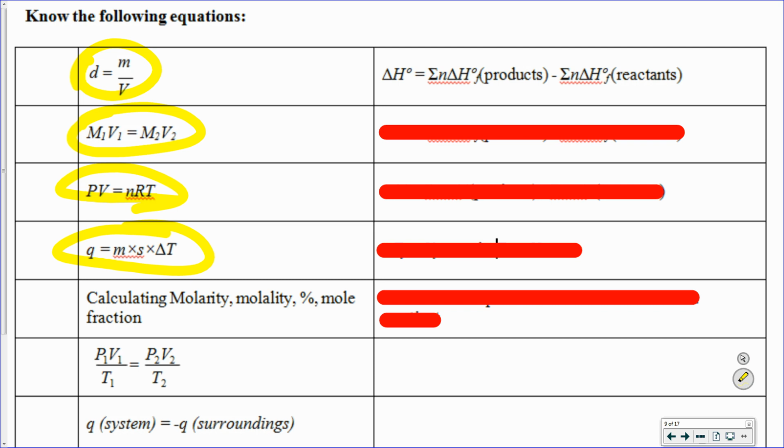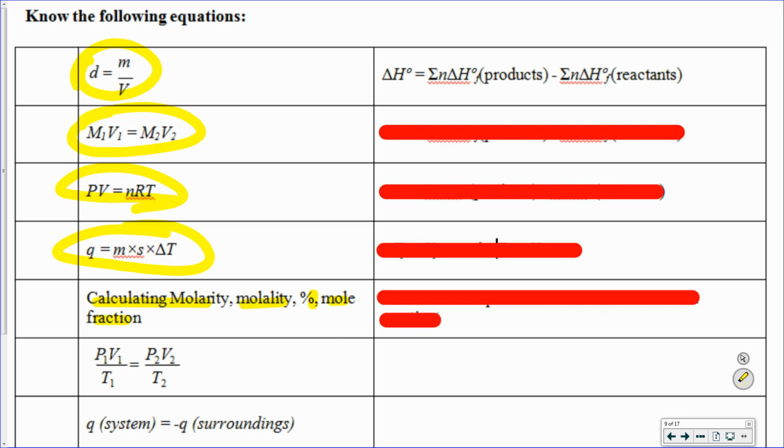I'll post it. How to calculate molarity. How to calculate molality, and what the difference in those two are. Molality, instead of per liter, is per kilogram of solvent. Percent composition, mole fractions, we talked about those.